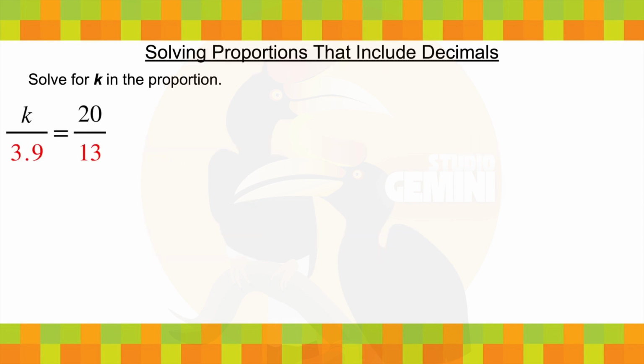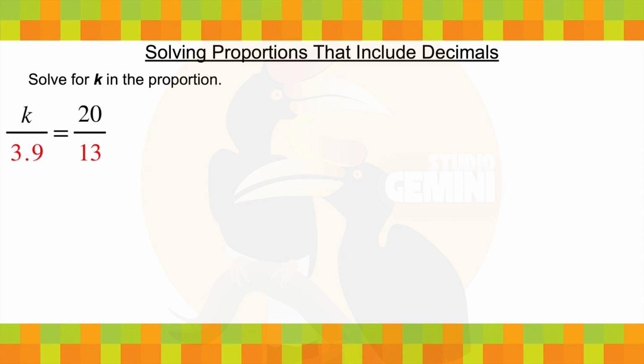Now let's look at an example that includes a decimal in the proportion. The good news is, if you see a decimal in the proportion, you can continue to use the same methods as before, and it will still get you to the correct answer. Let's look at this example in which they ask us to solve for k in the proportion k over 3.9 equals 20 divided by 13.